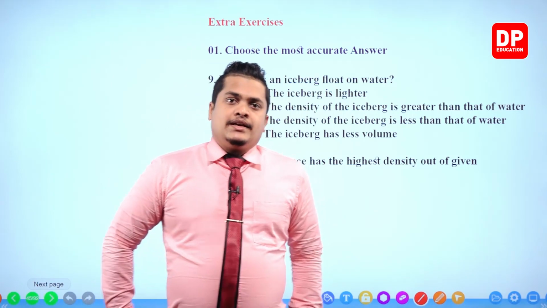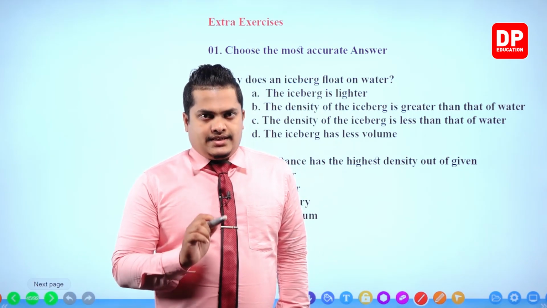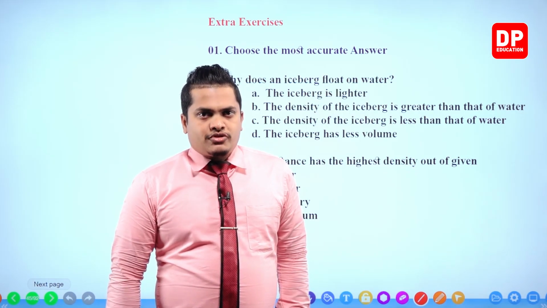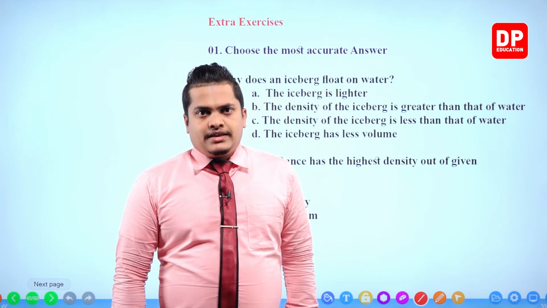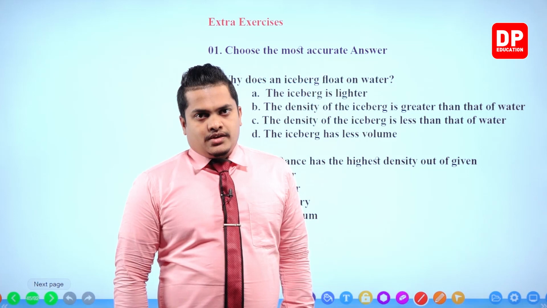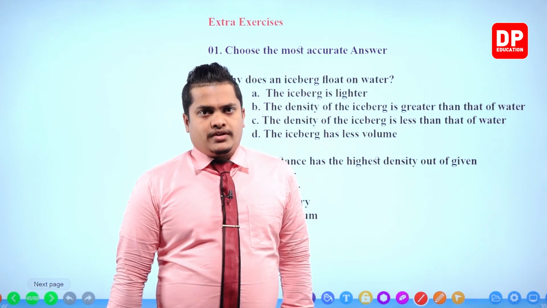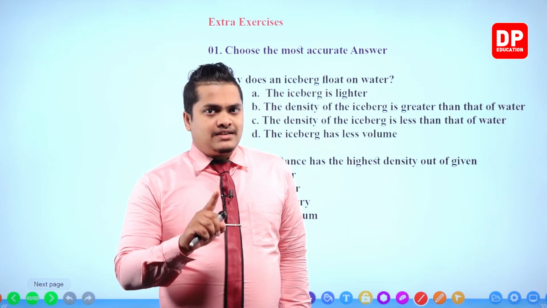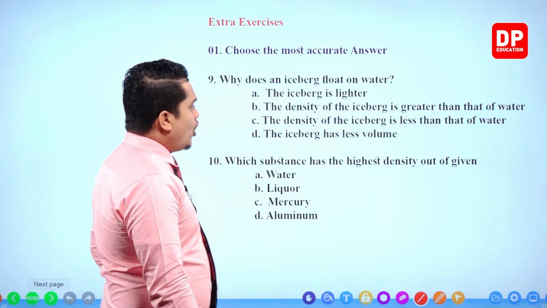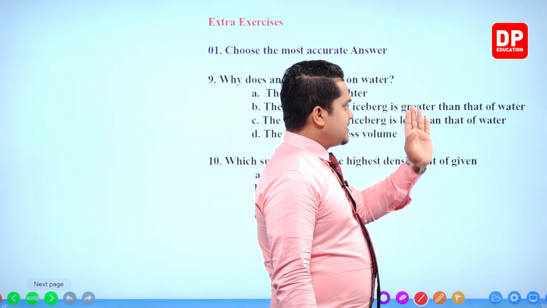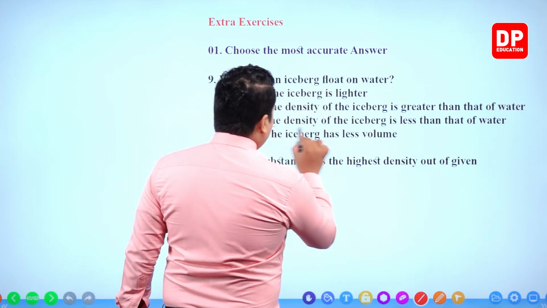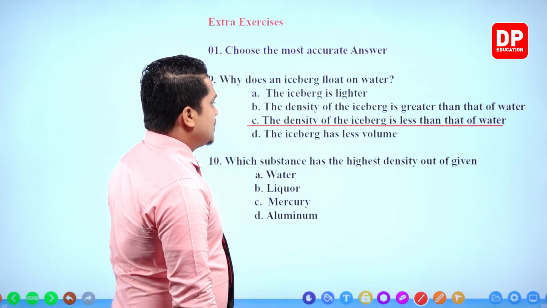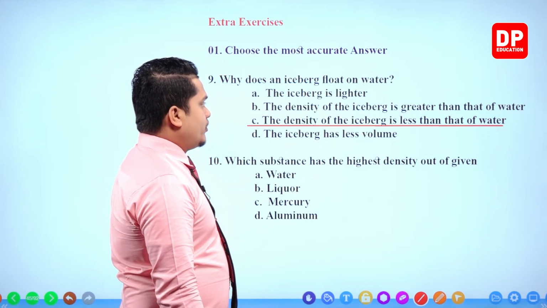I told you that if a certain liquid has a higher density, then the substances will easily float. If a solution or a liquid has a lower density, then the substances will easily sink. If an iceberg is floating in water, that means water has high density, and the iceberg has a lesser density. So compared to the water, density of the iceberg is less than water. That is why the iceberg is going to float on water, my dear children. Therefore, icebergs float on water.